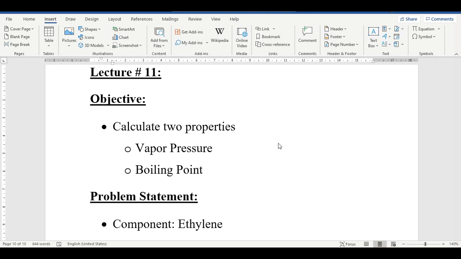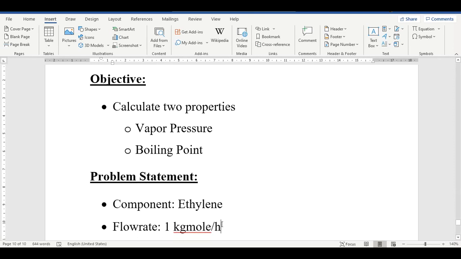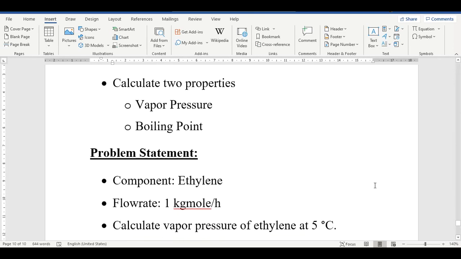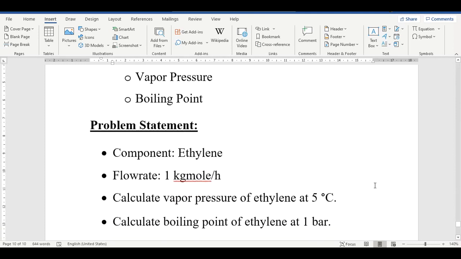So to calculate these properties, we have selected our component ethylene, whose flow rate is 1 kg per hour. So we have to do two tasks in our simulation study. First is to calculate vapor pressure of ethylene at 5 degrees centigrade. Second is to calculate boiling point of ethylene at 1 bar.